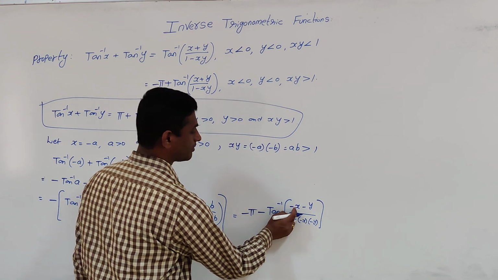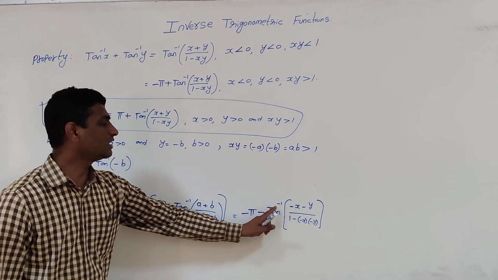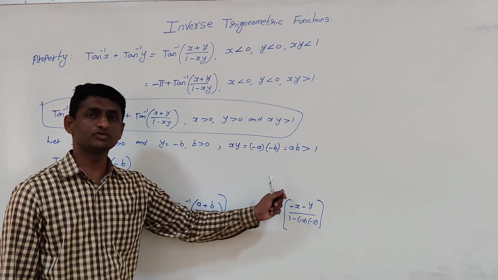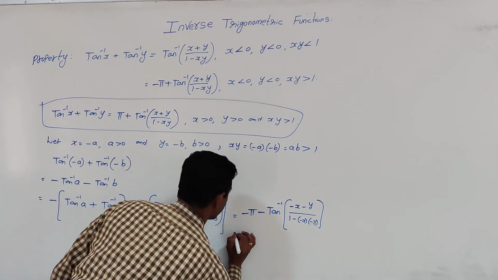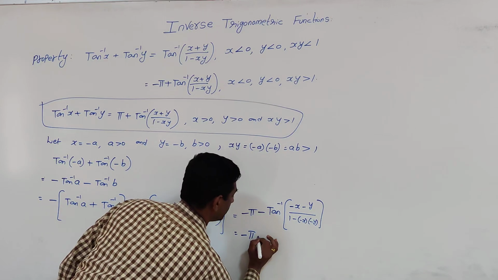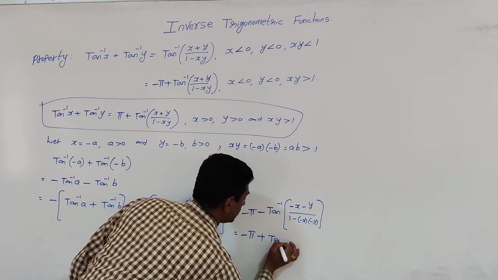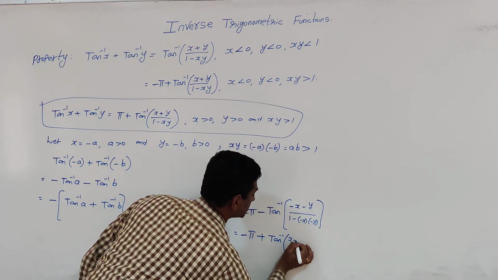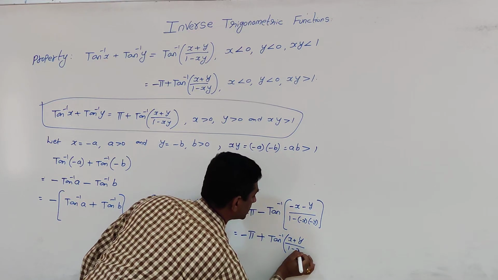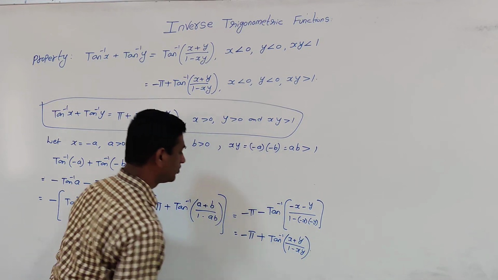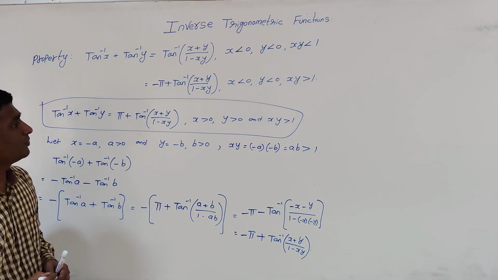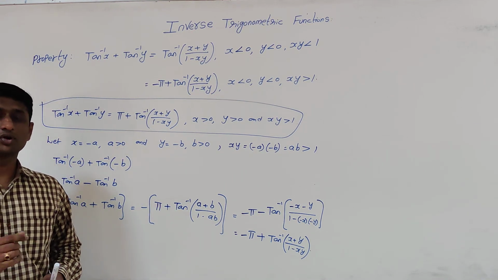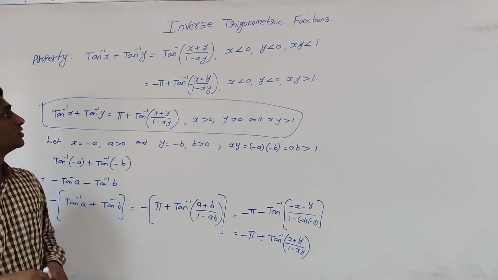So if you take minus out, it will be tan inverse of minus x. So it will be minus tan inverse of x. But already minus is there, so it will be minus pi plus tan inverse of (x plus y) by (1 minus xy). So this is the proof when x is less than 0, y is less than 0, and the product xy is greater than 1. So next property.